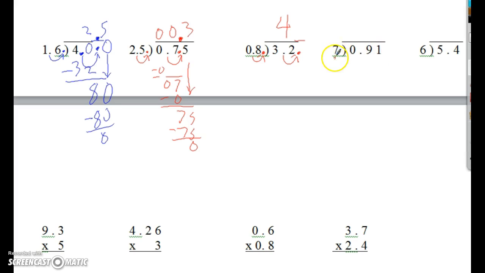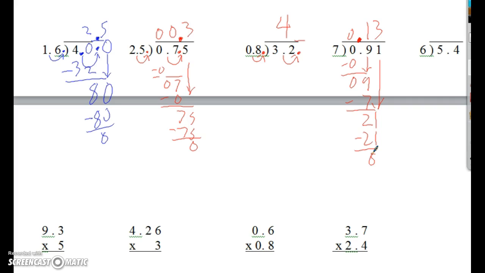0.91 divided by 7 is okay to do because I don't have any decimals in my divisor. So 7 goes into 0, 0 times. Bring down my 9. I could also put my decimal point up because it's always going to be in a straight line there. 7 into 9, I got a 2. Bring down my 1. 7 into 21 is 3.